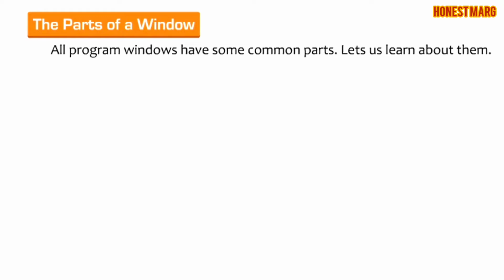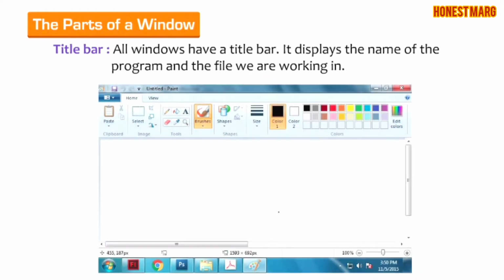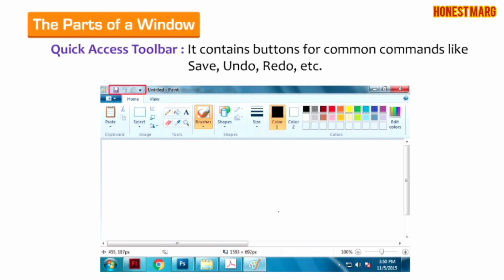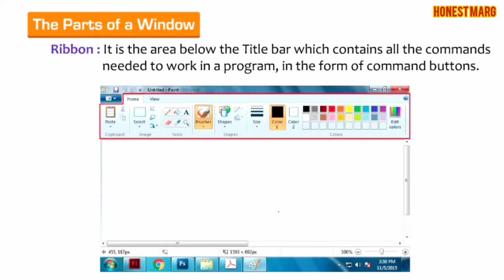The parts of a window. All program windows have some common parts. Let us learn about them. Title bar. All windows have a title bar. It displays the name of the program and the file we are working in. Quick Access Toolbar. It contains buttons for common commands like save, undo, redo, etc.